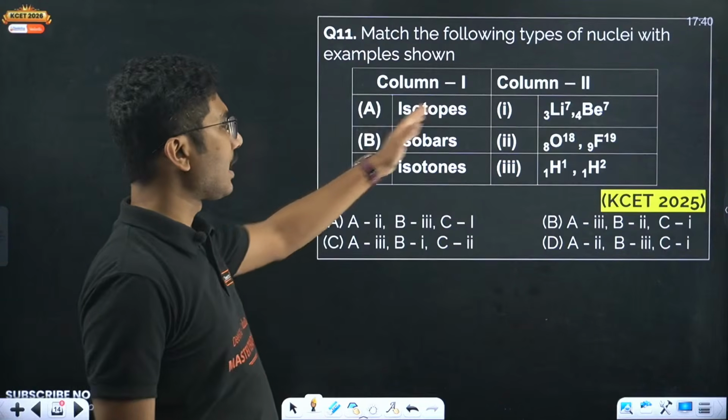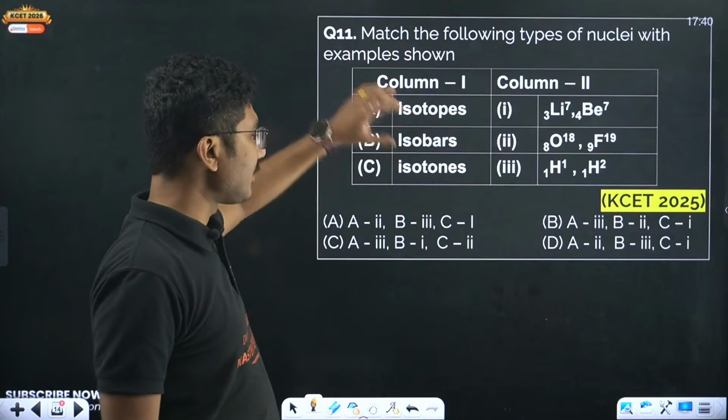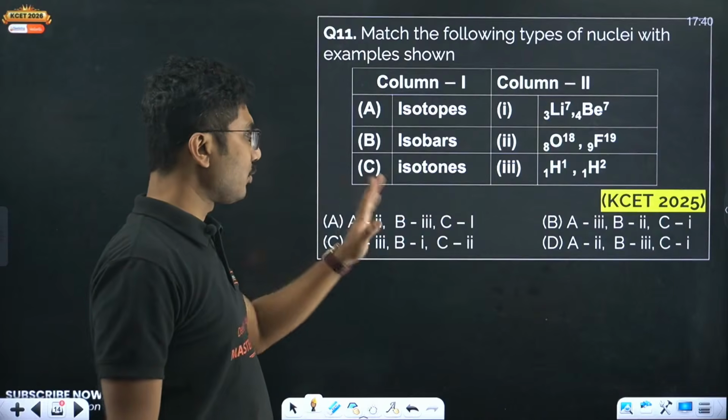Okay, so here are a few examples given: isotopes, isobars, isotones. You have to match them.